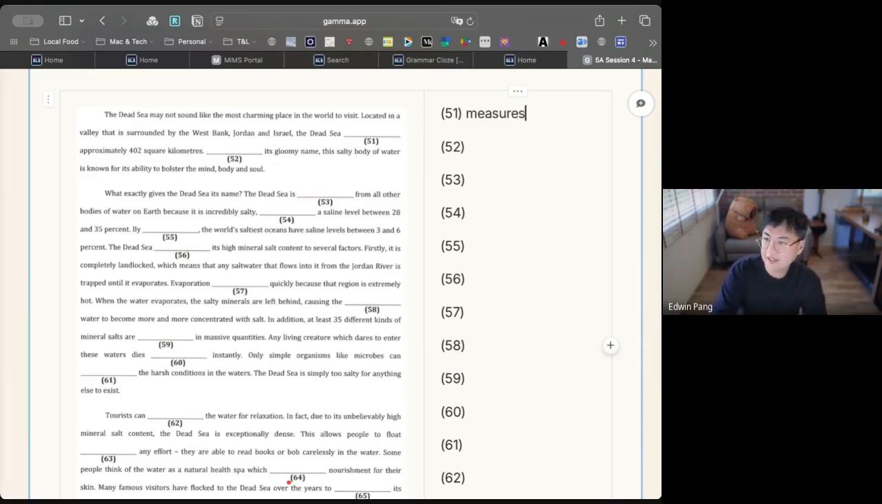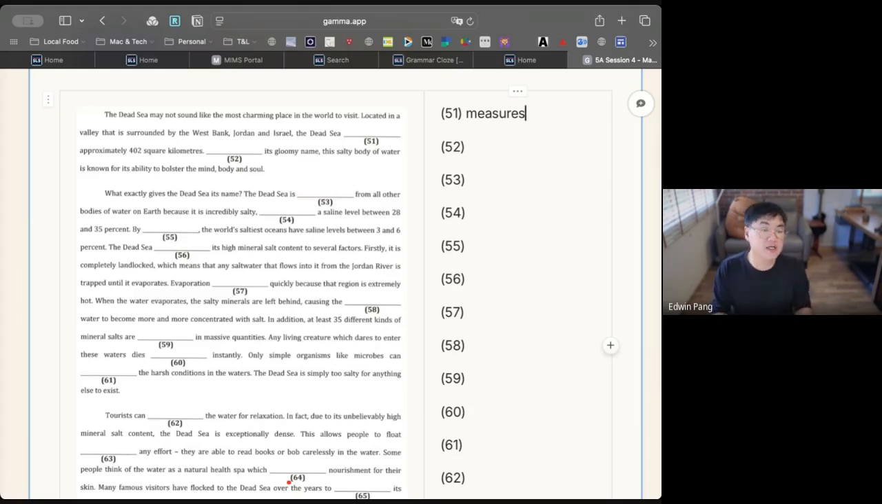Okay, let me write that down. Measures. Located in a valley that is surrounded by the West Bank, Jordan, and Israel, the Dead Sea measures approximately 402 square kilometers. Do you measure the area of something? You do, right? You need to use special instruments to measure the area of something. So absolutely correct, Dylan. Well done.